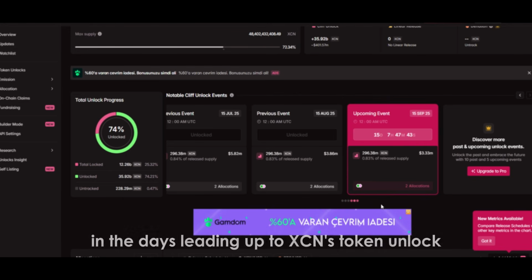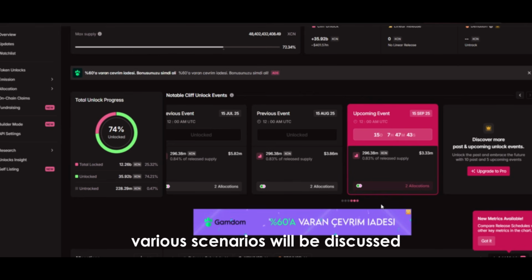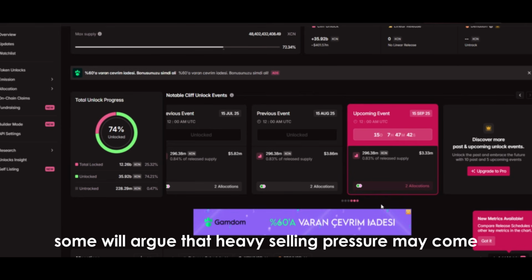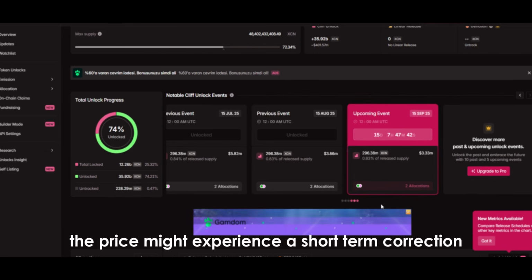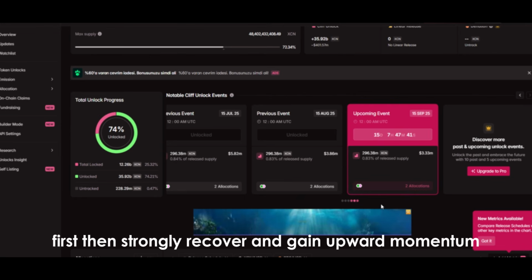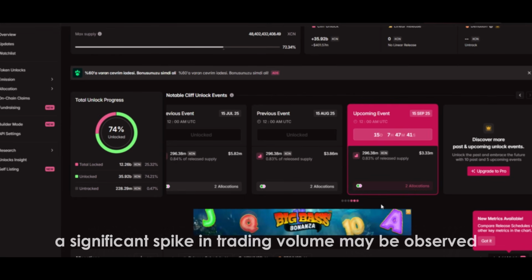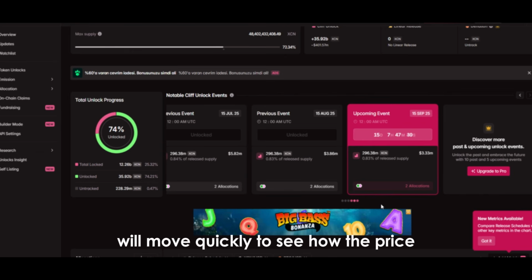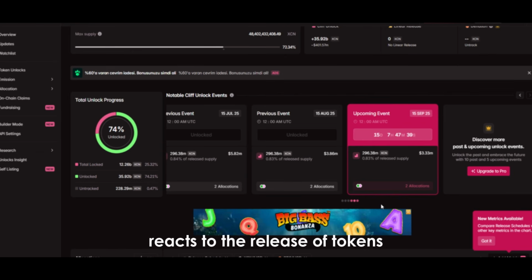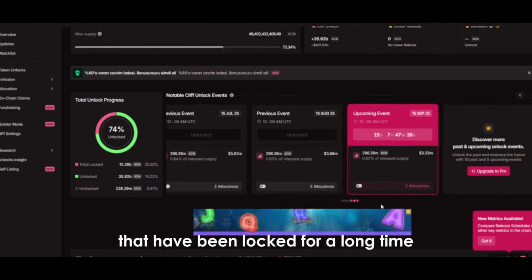For this reason, in the days leading up to XCN's token unlock, various scenarios will be discussed. Some will argue that heavy selling pressure may come, while others will claim the price might experience a short-term correction first, then strongly recover and gain upward momentum. On the day of the unlock, a significant spike in trading volume may be observed right from the market opening. This is because investors will move quickly to see how the price reacts to the release of tokens that have been locked for a long time.